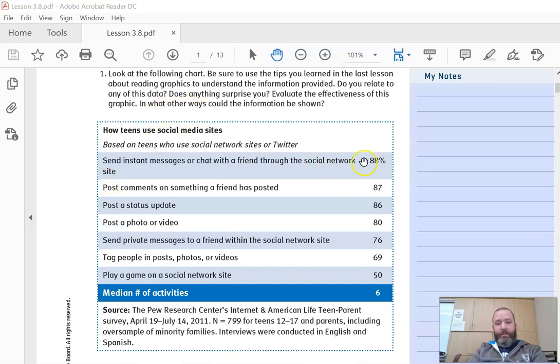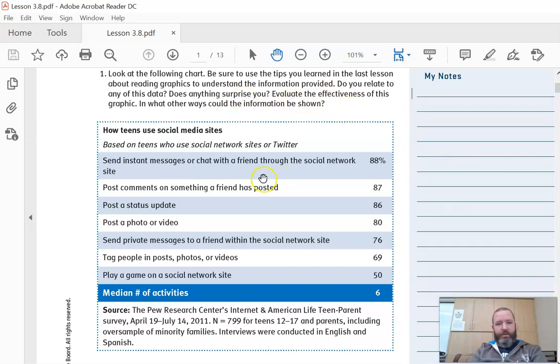What other ways? Okay, so in here it's just a list of percentages of how teens use social networking sites. So if you have answered these questions here, do you relate to any of this data? Does anything surprise you? Evaluate the effectiveness, so you can put that information here in the My Notes section.